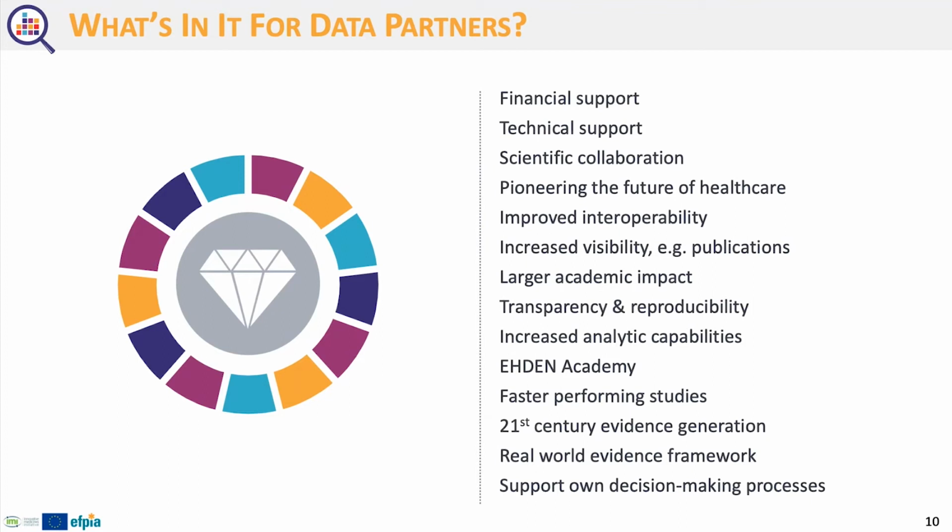It gives us transparency and reproducibility through the principles of an open science network. And it gives you far more analytical capabilities through using these large-scale analytics that are available. The EHDEN Academy enables people who have had no prior experience in the network to really get up to speed very quickly. And the Academy, which I'll talk to you about a little bit later, is just really going from strength to strength and contains a lot of different facets to it in order for people to develop their skills. It gives you the ability to perform faster on a study and really support decision-making processes.